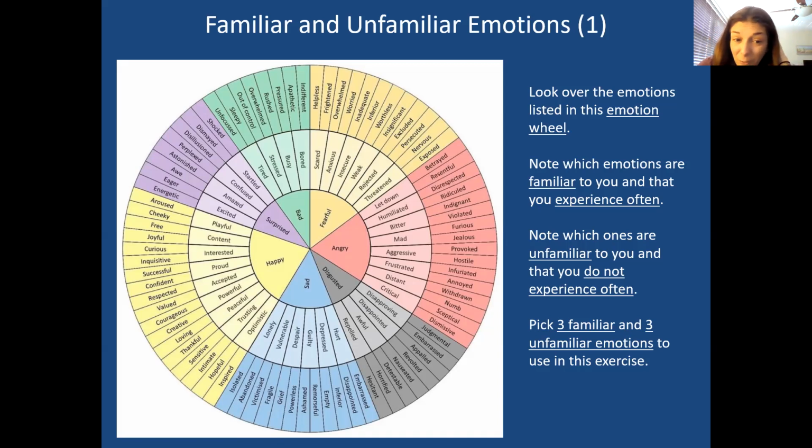And if you look in the center of the wheel, there's some key emotions there. And then they branch out into other shades of that emotion. So feeling fearful might be the core, but then from there, you could feel things like scared, anxious, insecure, weak, etc. Right? So just kind of go through it, and it gives you some insight about yourself and your emotional experiences. So in the end, just for the sake of an exercise, pick 3 familiar and 3 unfamiliar emotions that we're going to try to use.